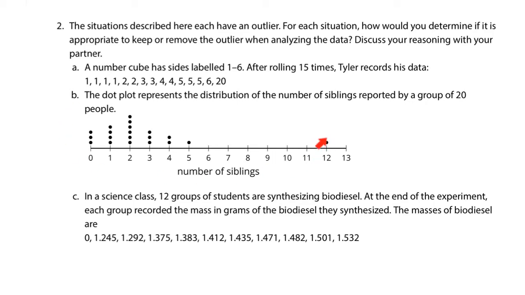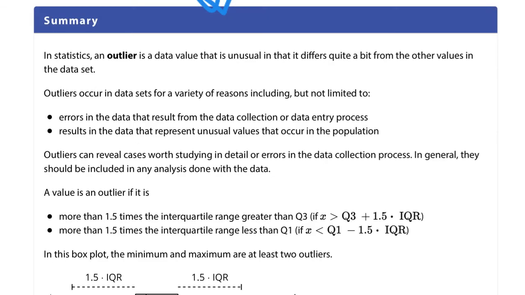In B, this number right here appears to be an outlier, but you know what? It is very possible that someone could have 12 siblings. So we would just have to go back and double check, was that a mistake or was that an actual value? And if it was a mistake, we could throw it out, but if it's an actual value, we would need to keep it. And then in C, this 0 appears that it might be an outlier. So again, we'd have to go back and check. Maybe they really did make 0 grams of biodiesel, or if it was a mistake, then we would need to throw it out. Okay, going on to the summary to wrap up lesson 14.